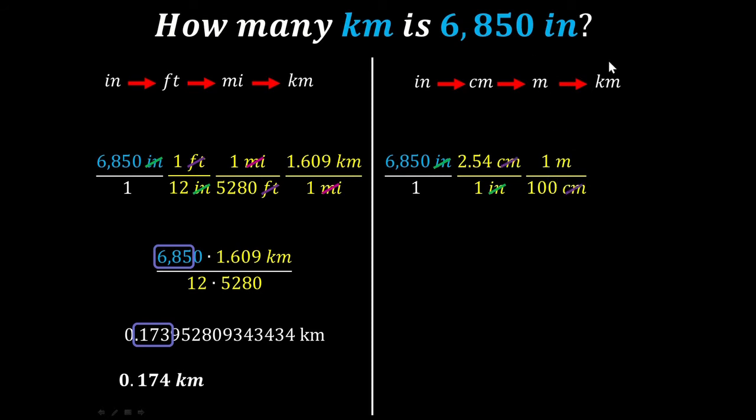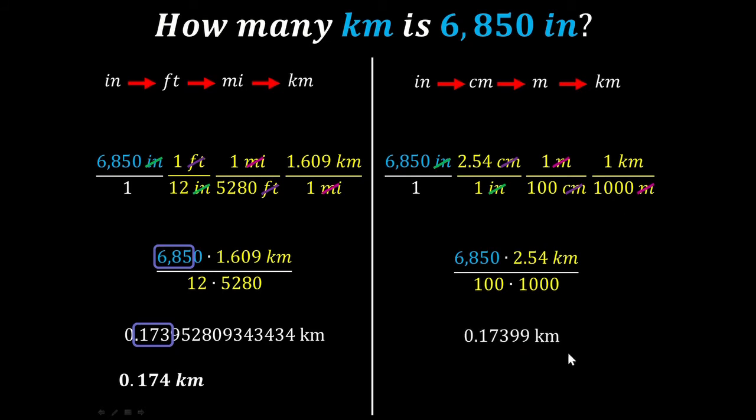And then I got to get meters into kilometers. There's 1,000 meters in 1 kilometer. So meters cancel. So I just have to take this times that, divide by this, divide by this. This time my calculator says this. And notice it's a different answer than we got over here. Okay, but when we apply sig figs, this has 3 sig figs. That looks like it has 3 sig figs.